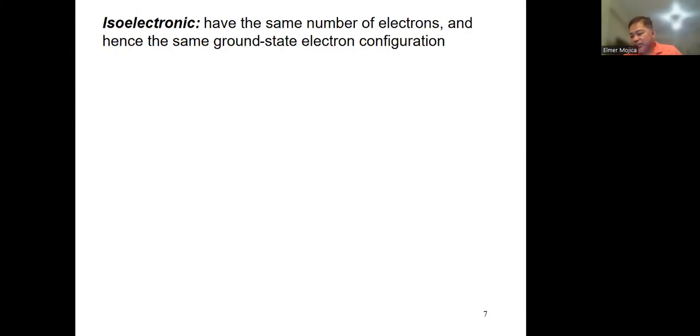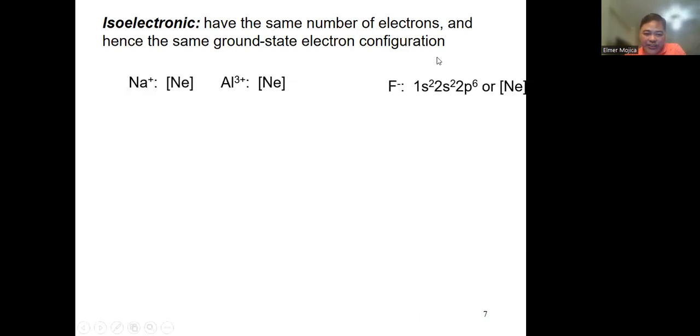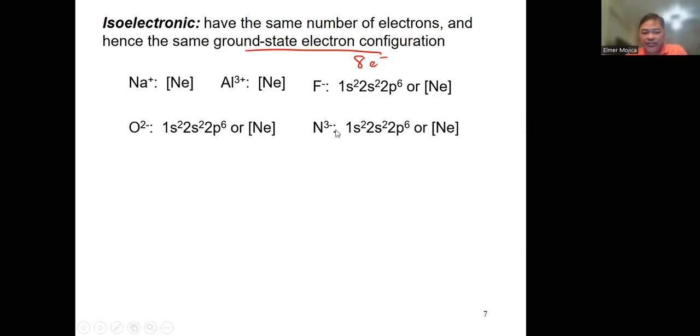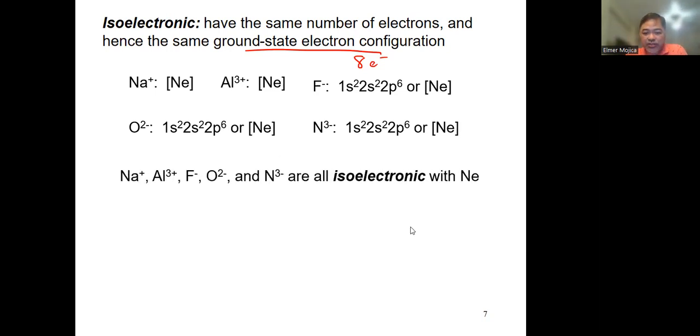Now, if you have the same electron configuration, you have the same number of electrons, you say they are isoelectronic. So we could say here that the sodium ion is isoelectronic with neon. It is isoelectronic with aluminum 3+, and is isoelectronic with fluoride. Why? Because they have all 8 electrons. They have the same number of electrons, and they have the same ground state electron configuration. The same thing we could say that the oxide and the nitride are isoelectronic with those mentioned species. So all of them are what we call isoelectronic.